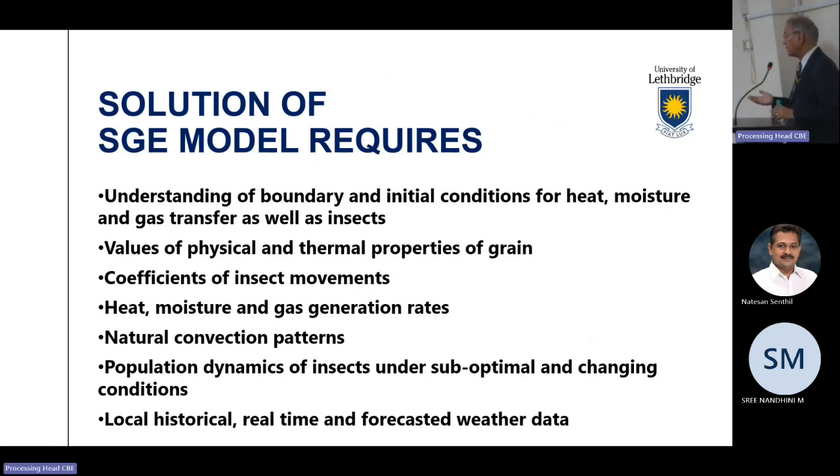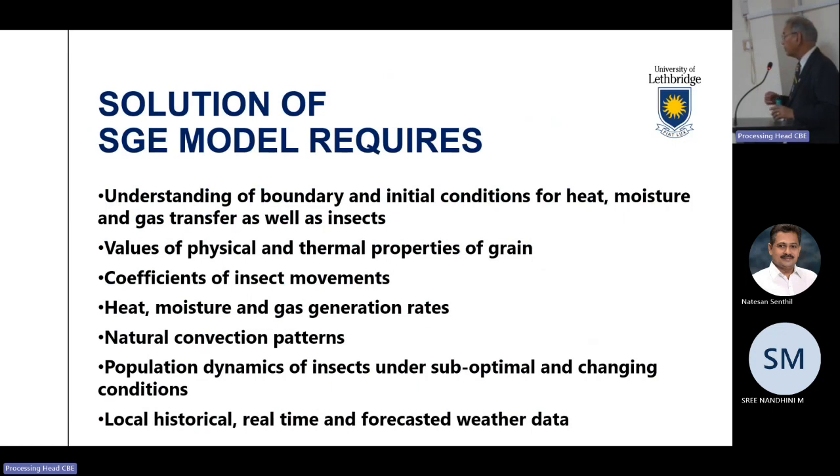But most of the time they are either at a lower temperature or a higher temperature than their ideal or optimal condition. Same thing, they're at a different moisture content. And what is the population growth under those suboptimal conditions has to be incorporated in the mathematical model if you are trying to predict what would be the insect population in a month's time or 3 months' time and how they would distribute inside the bin. So a lot of work is needed on understanding that.